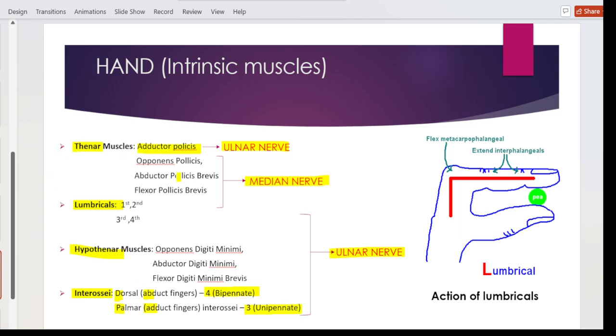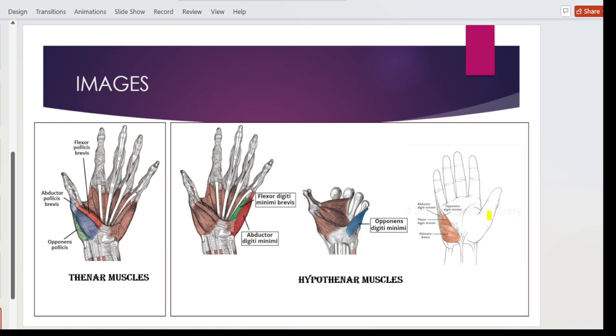Now, we will learn the actions of each of these muscles, but the action of the lumbricals is the most important one. Let's see it here only. Just like we hold a pen in our hand, this L is formed by flexion at the metacarpophalangeal joint and extension at the interphalangeal joint. So the action of the lumbricals is making an L: flexion at the metacarpophalangeal and extension at the interphalangeal joints. Okay, confirm.